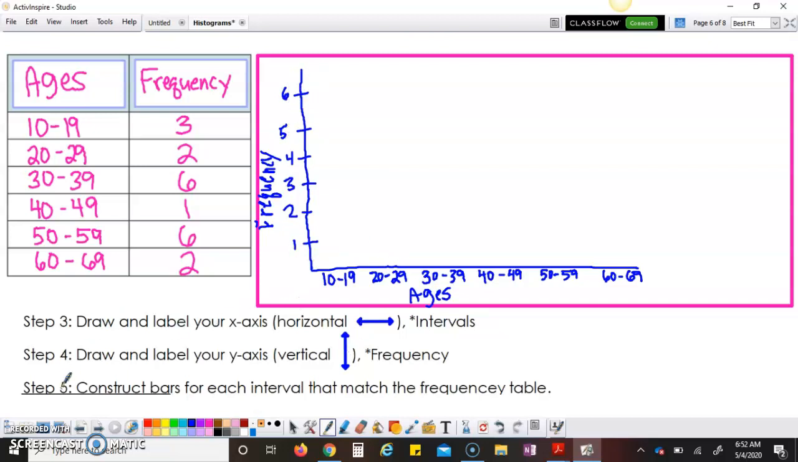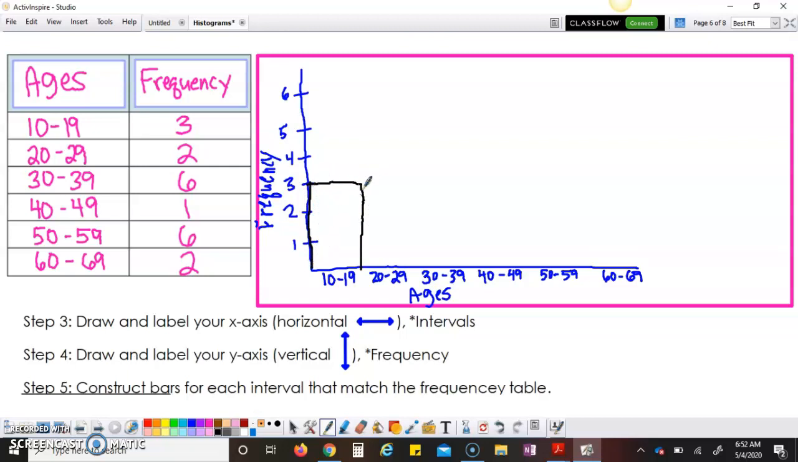Okay. So number 5, construct your bars for each interval that match your frequency table. Okay, this is the easy part. So how many people are aged 10 to 19? Well, that's going to be 3 people. Okay. So I'm just going to draw a bar that goes up to 3 people here.